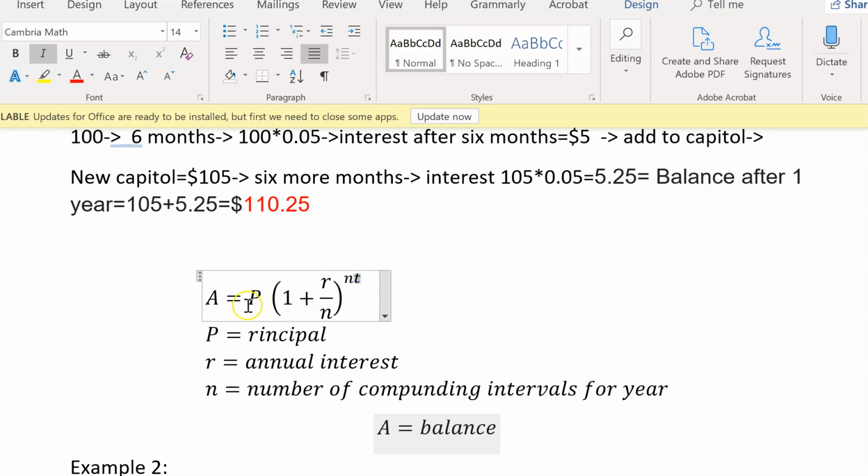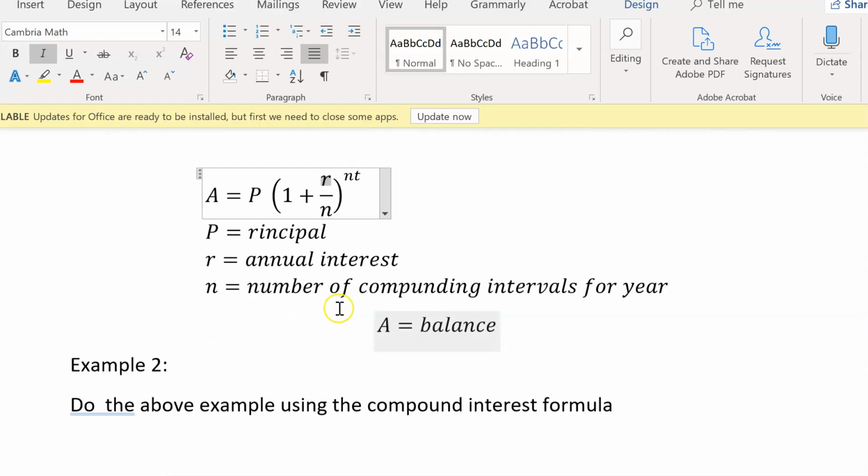So plug in all that, and A gives the balance. Suppose you want to use this for the previous problem. Then P will be 100, because we are putting in $100. r will be 10%, which is 0.1. So 100 times 1 plus 0.1 divided by 2.